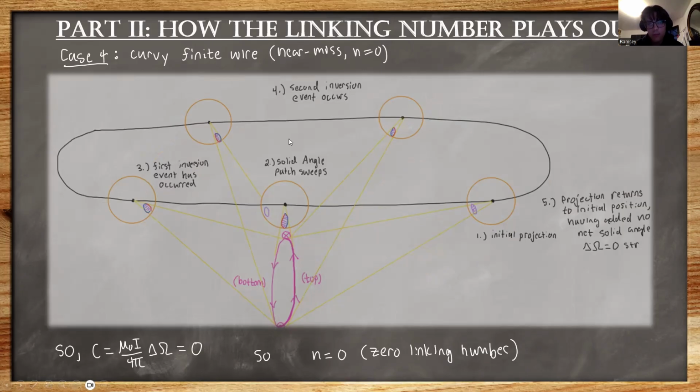Now the near miss with the actual curved finite wire. So start with an initial position. I did fill in the hole on this one, and I shouldn't have, so imagine that's a blank hole. I left it blank over here. And then the patch of other solid angle from the projection is just kind of moving along the surface of the sphere.